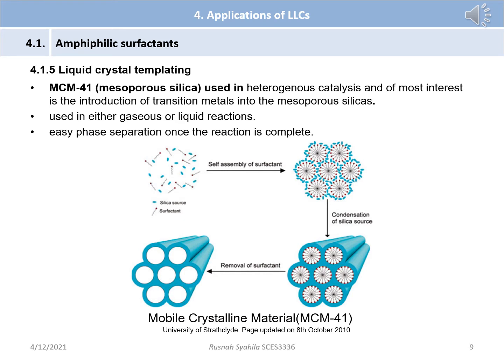Amphiphilic surfactants are also used in liquid crystal templating. An example is MCM41, mesoporous silica, used in heterogeneous catalysis, and of most interest is the introduction of transition metals into the mesoporous silicas. The mechanism is as shown on the slide. It can be used in either gaseous or liquid reactions, with an easy phase separation once the reaction is complete.